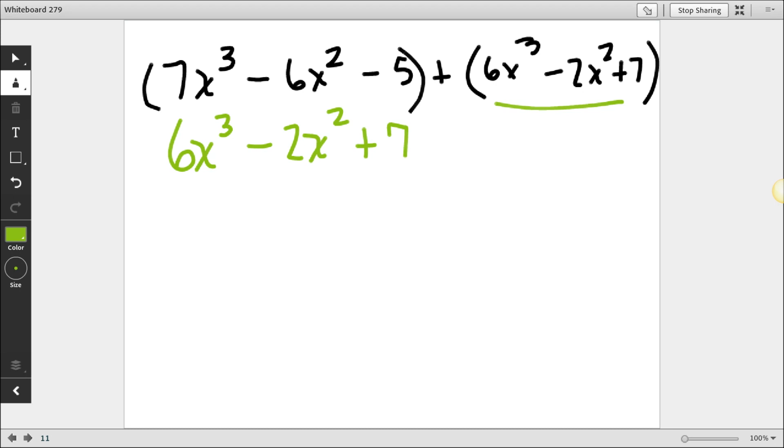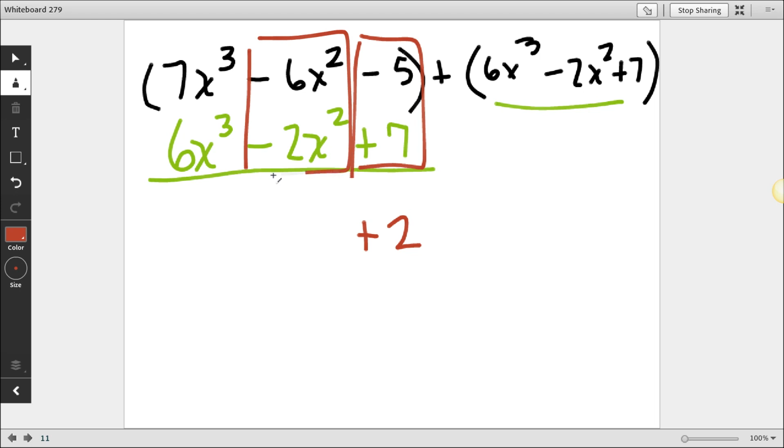And so now all I've got to do, since this is an addition problem, is combine these things together. So what's negative 5 plus 7? Negative 5 plus 7 is positive 2, following the rules of addition. So if I add these two together, what's negative 6 plus negative 2? Well, that's negative 8. Now, I don't change exponents when I add or subtract, only when I multiply. So the exponent's going to remain the same. It's going to be squared.